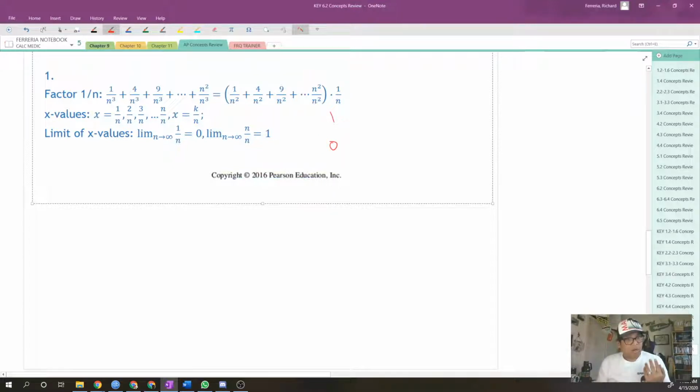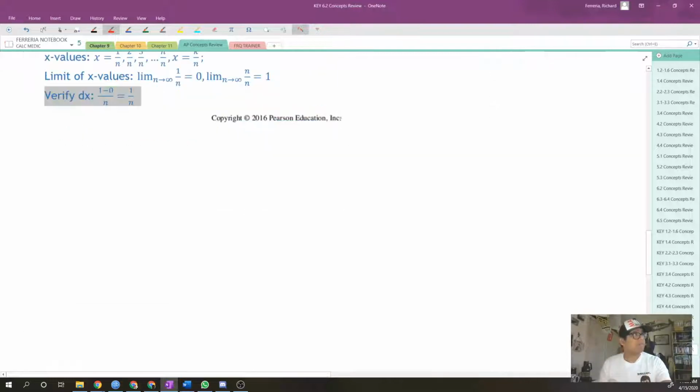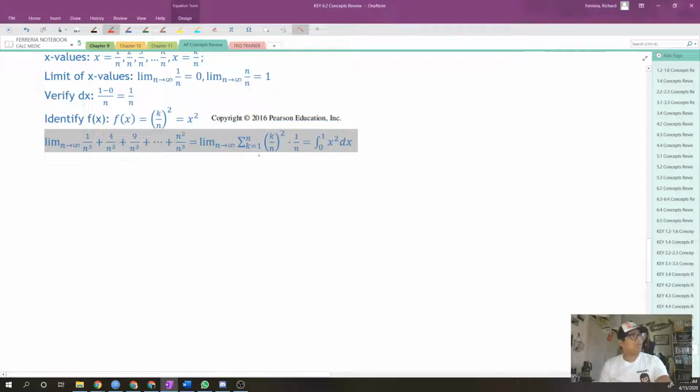Let's make sure that our choice of dx works. For our choice of dx, we're going to take 1 minus 0 and divide it by n, and you do get 1 over n. We're using the n in the denominator because we only have n terms, or the biggest value here is going to be n. So I think that's everything you need to put this together. Here we go. The integral is the integral from 0 to 1 of x squared dx.